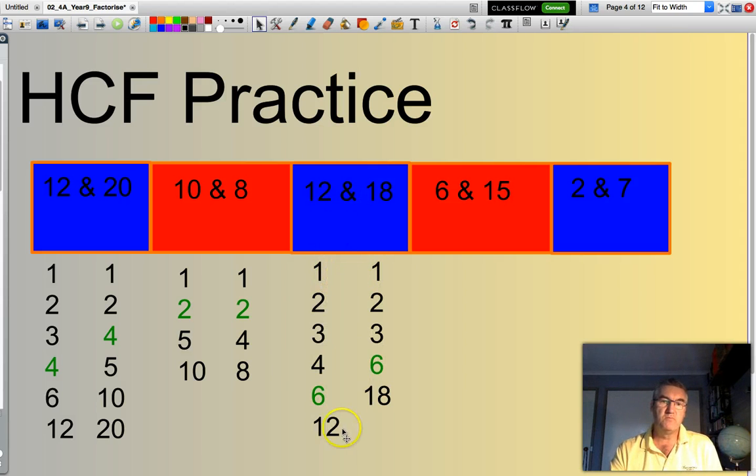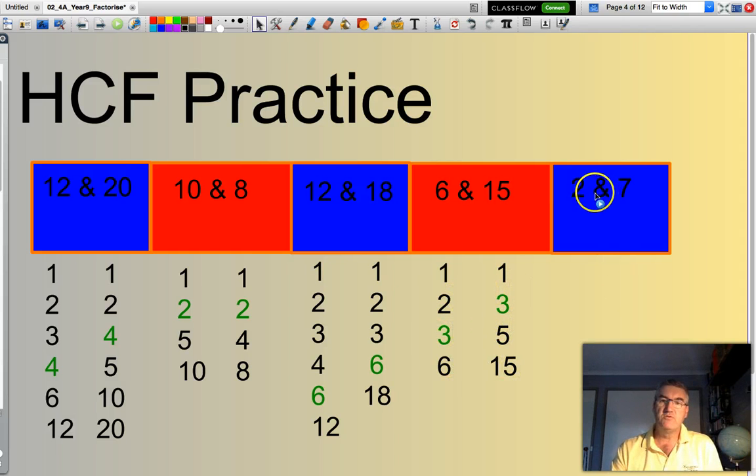Factors of 12, factors of 18, the highest common factor would be 6. Likewise, 6 and 15: 1, 2, 3, 6. 1, 3, 5, 15. Highest common factor would be 3.